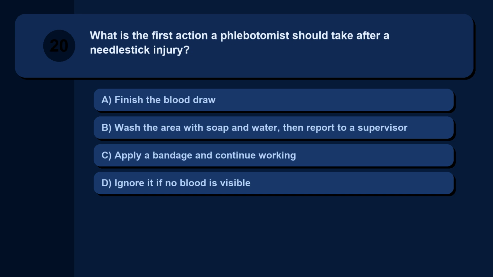Question 20. What is the first action a phlebotomist should take after a needle stick injury? Finish the blood draw. Wash the area with soap and water, then report to a supervisor. Apply a bandage and continue working. Ignore it if no blood is visible. Immediate washing and reporting are critical for post-exposure prophylaxis and proper documentation according to OSHA standards.